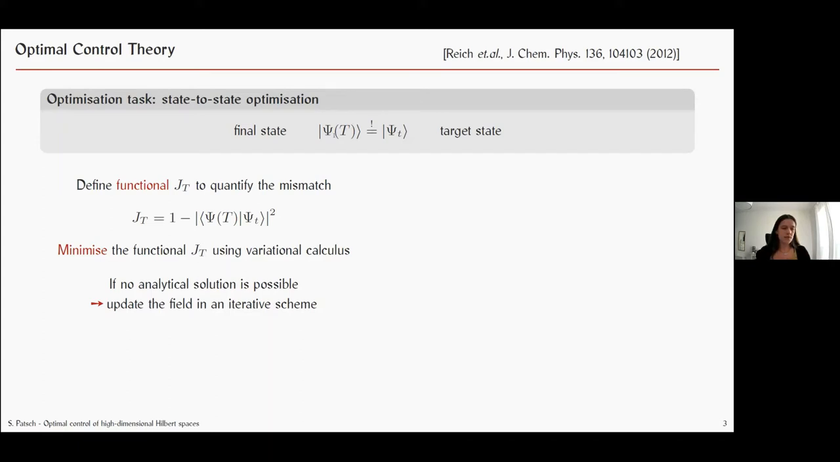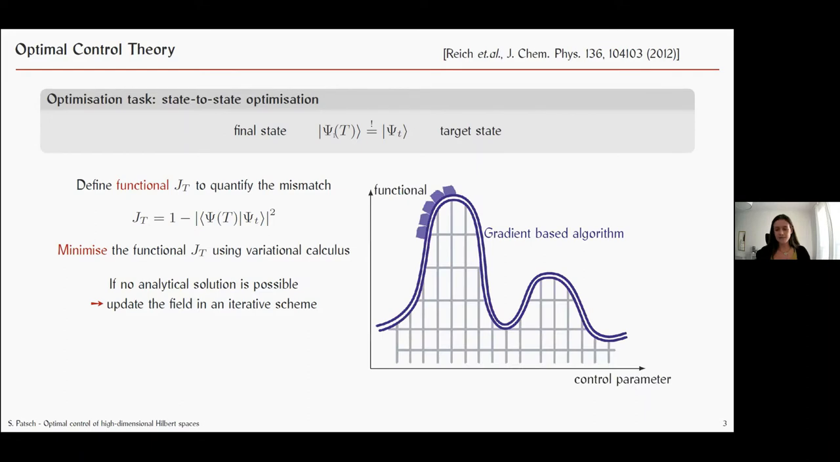And to understand this a bit better, how the pulse update works, we can actually imagine our optimization as a landscape. So here the functional takes a different value as a function of the control parameter. And then we can imagine if we start at some point here, we can calculate the gradient and then just walk downhill until we find the minimum of our landscape. And this is called a gradient-based optimization. And then how this gradient information is translated into the pulse update depends on the specific algorithm that you're using.